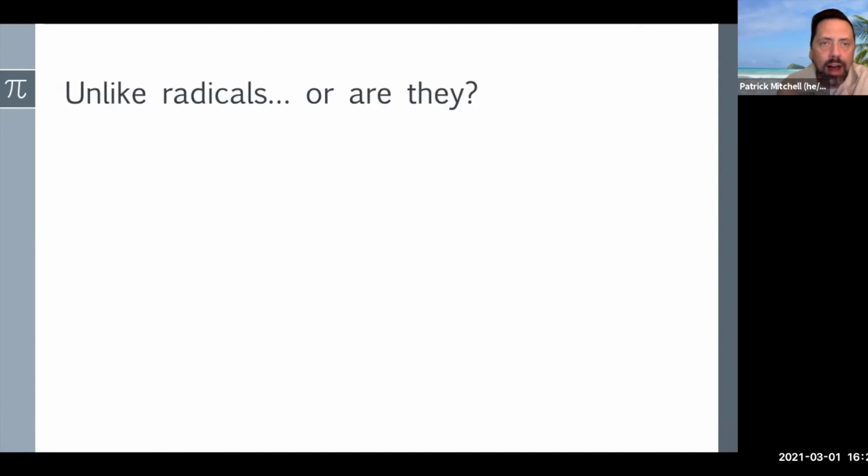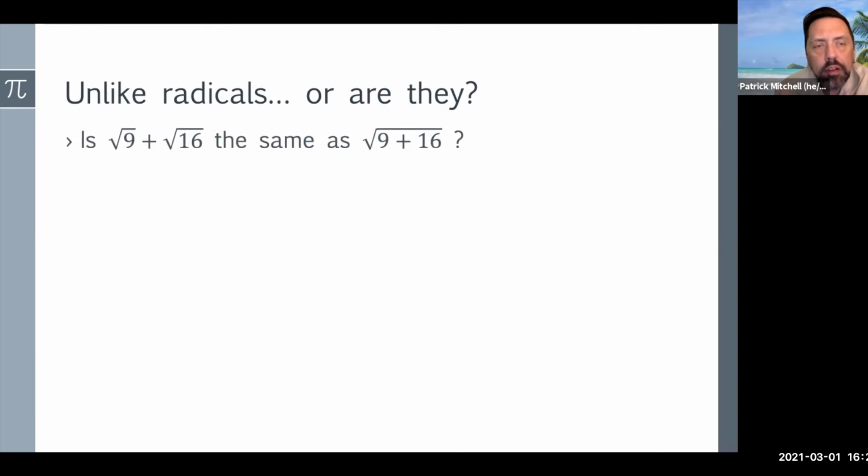Okay, so I call this unlike radicals, or are they? All right, so the first question, and I asked you something similar, I don't remember exactly when, a section or two ago. Is the square root of 9 plus the square root of 16 the same thing as the square root of 9 plus 16? If that operation was times or divide, the answer would be yes, but we've never asked this question before about addition. So pause the video and try that. See if they come out the same. When you're ready, come back and we'll compare notes.